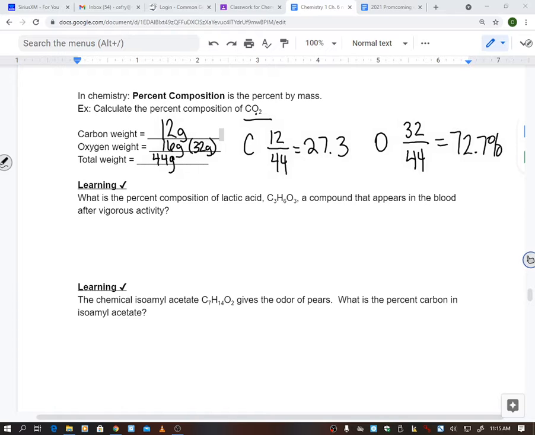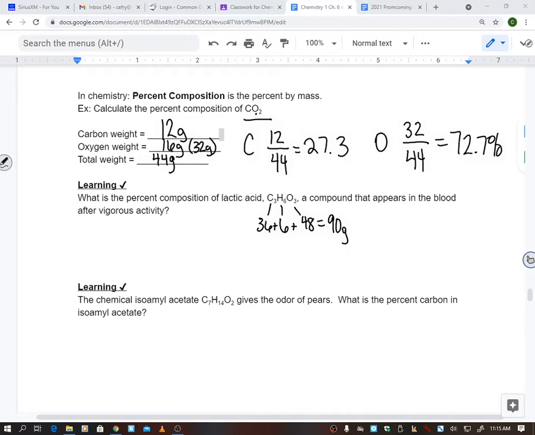What I do need to know is how much this whole thing weighs. So I've got 3 carbons. Carbon is 12, there's 3 of them, so that's 36. Hydrogen is 1, there are 6 of them. Oxygen is 16, but there are 3 of them, so that is 48. So this total here is 90 grams.